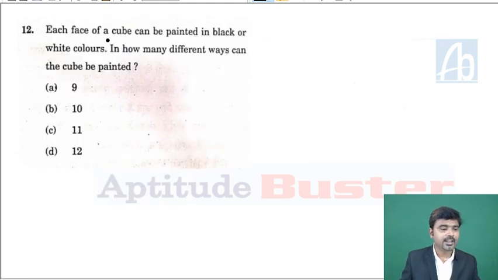Next, each face of a cube can be painted in black or white. In how many different ways can the cube be painted? Assume all sides are black, only one way. Okay, only one way. Assume only one side white. If I take one side white, that also is one way, right? Next one, if I take two whites, two possibilities.